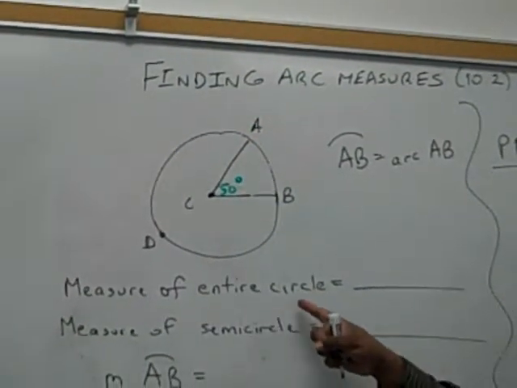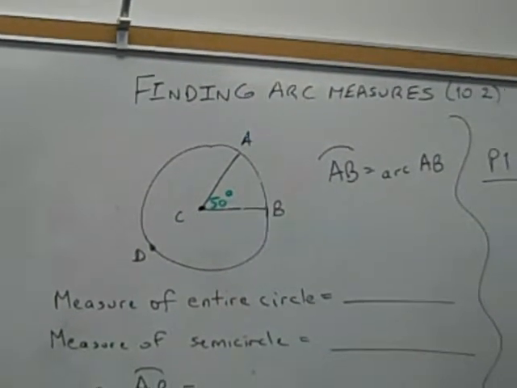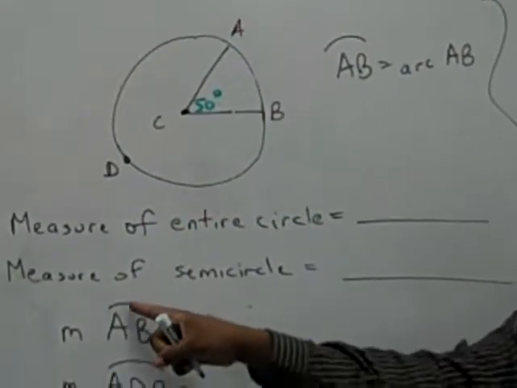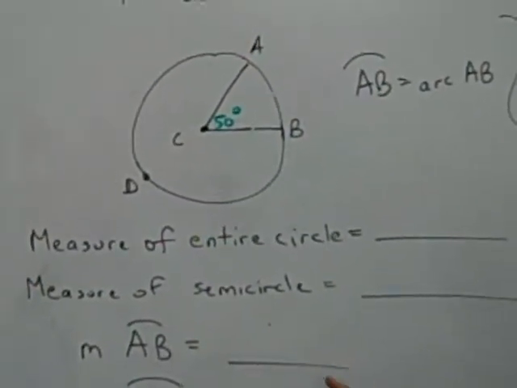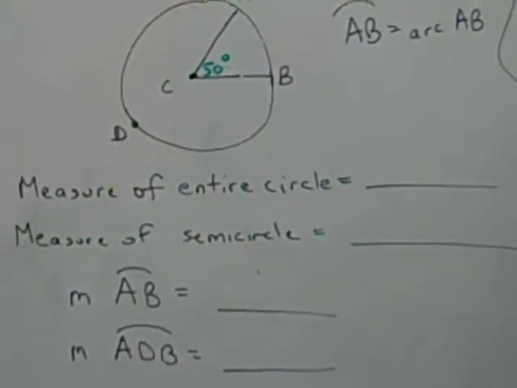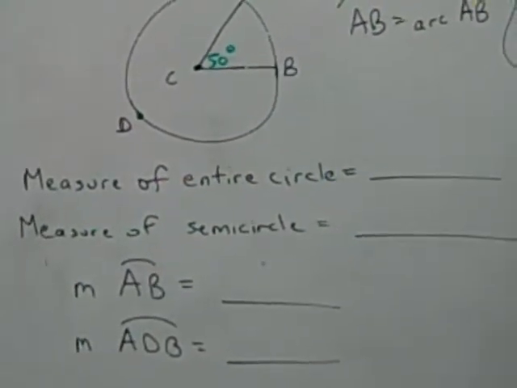We have the measure of an entire circle equals blank, the measure of a semicircle equals blank, and then we have the measure, because remember the little m stands for measure, of arc AB, blank, and the measure of arc ADB, blank. Okay, so I'll give you a moment to write that down.